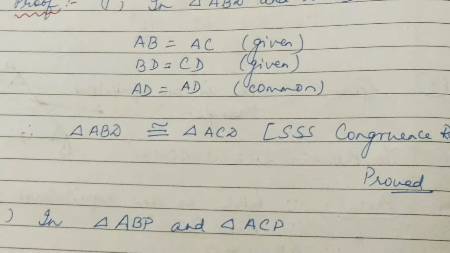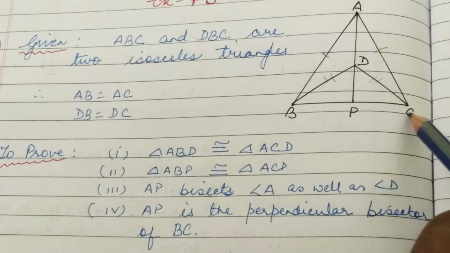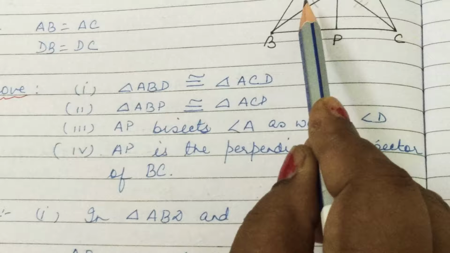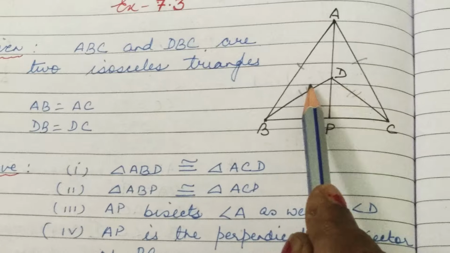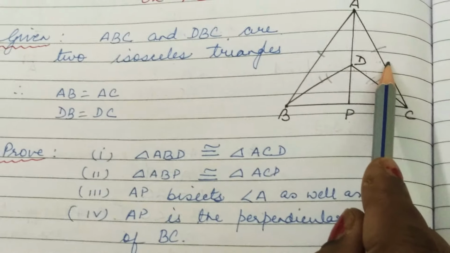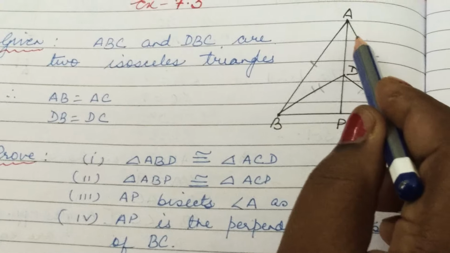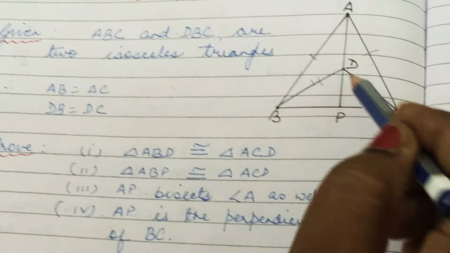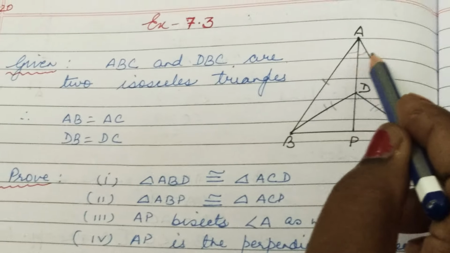Now, we have to prove that triangle ABP is congruent to triangle ACP. So for this, again we have taken these two triangles ABP and ACP. Again in these two triangles, AB equals AC, it is given because ABC is an isosceles triangle. Now since triangle ABD is congruent to triangle ACD, which we have proved in the first part, therefore angle BAD will be equal to angle CAD. This angle will be equal to this angle by CPCT.